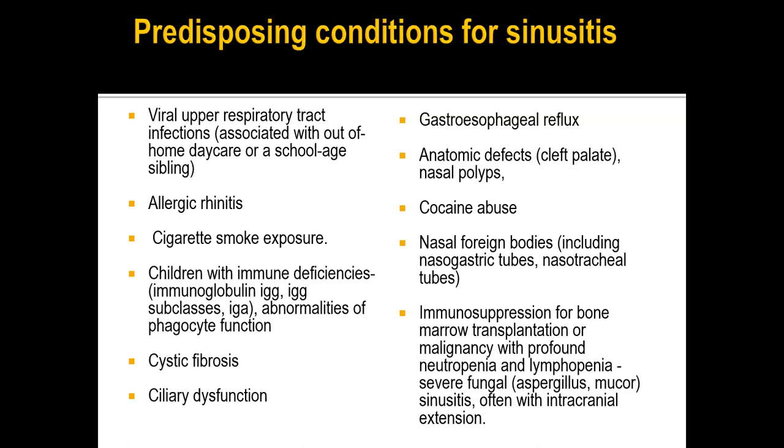Predisposing conditions for sinusitis include previous upper respiratory infections, especially when children attend daycare or have a school-going sibling, pre-existing allergic rhinitis, exposure to cigarette smoke, and immunodeficiencies such as immunoglobulin G and IgA subclass abnormalities, abnormalities of phagocyte function, cystic fibrosis, ciliary dysfunction, and gastroesophageal reflux. As we discussed for acute otitis media, anatomic defects also play a role. Other factors are use of cocaine, nasal foreign bodies, and immunosuppression for bone marrow transplantation or malignancy. In these patients there is more risk of fungal sinusitis, for example aspergillus or mucormycosis, which may even have intracranial extension.